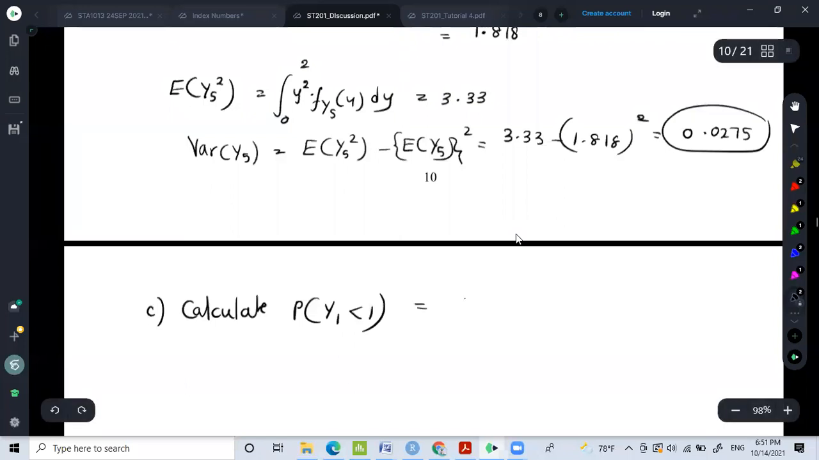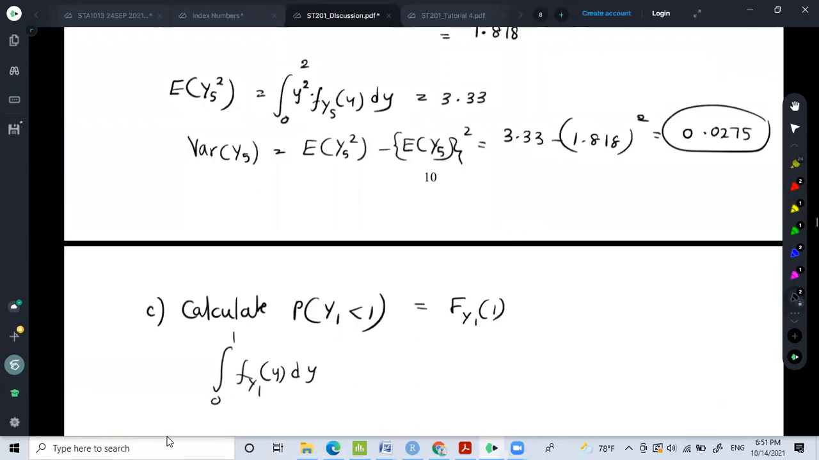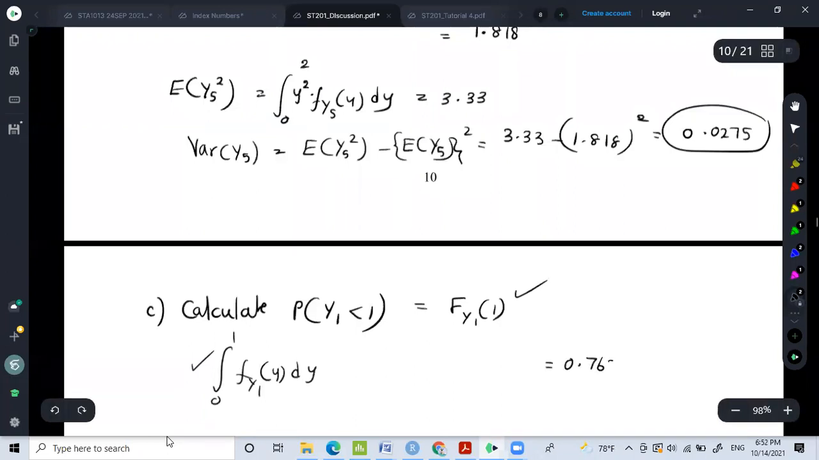If you want, you can use Fy1 of 1, okay, because this is the definition of the CDF, or you can integrate fy1 from 0 to 1. That is also okay, right? So you can use either this way or this way. Doesn't matter, you will get the same answer. See whether you can find this answer, right?